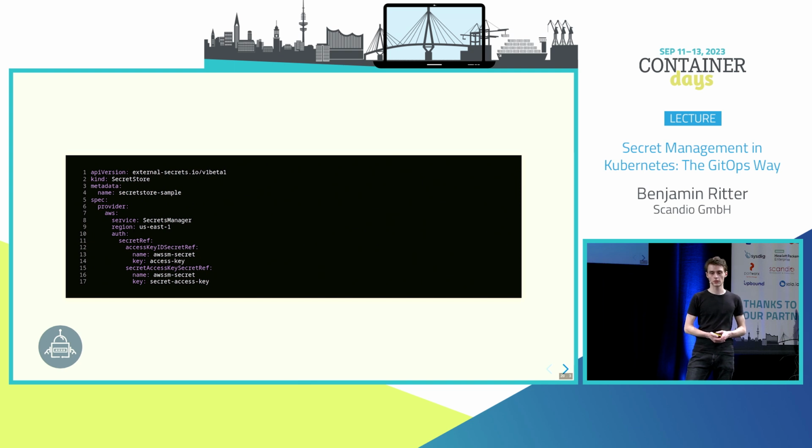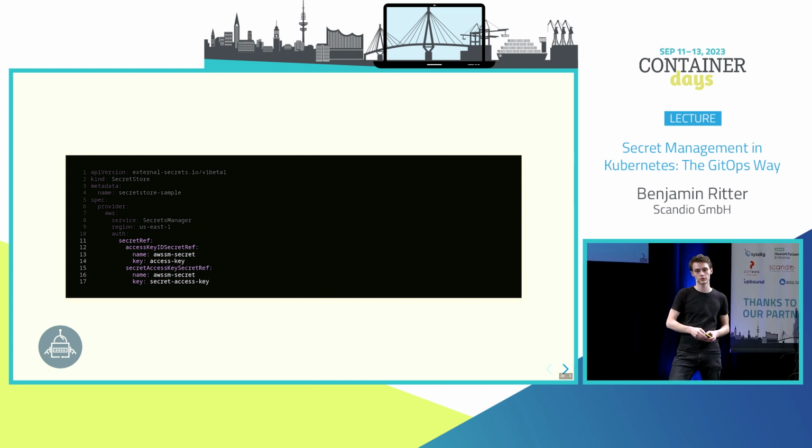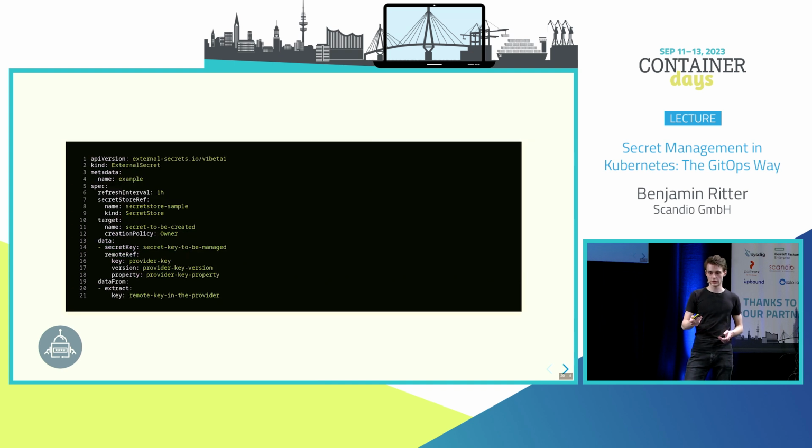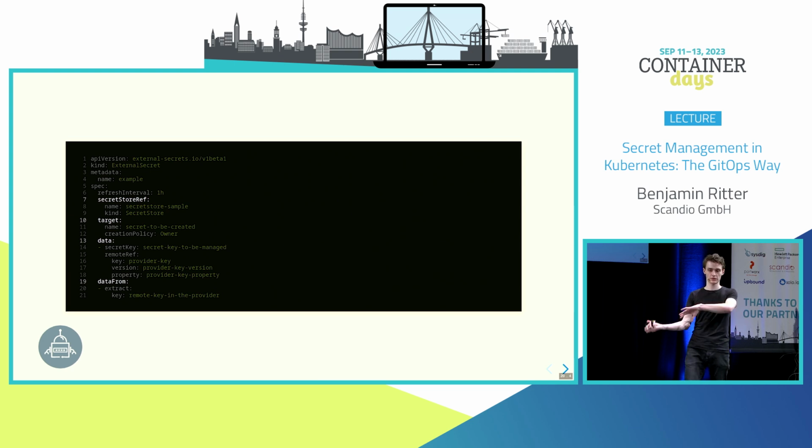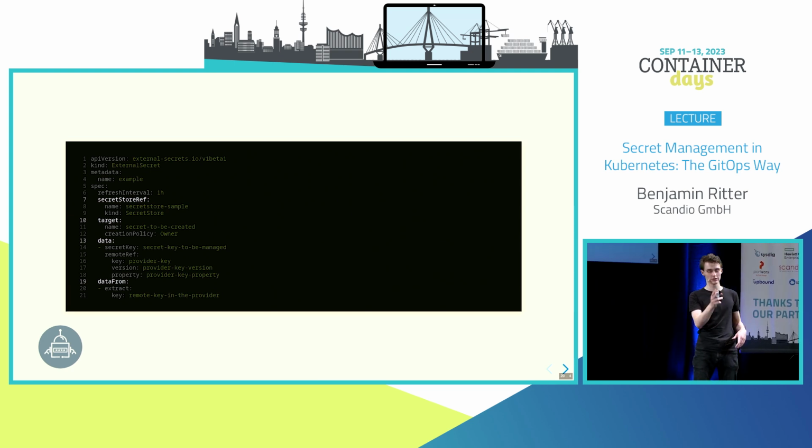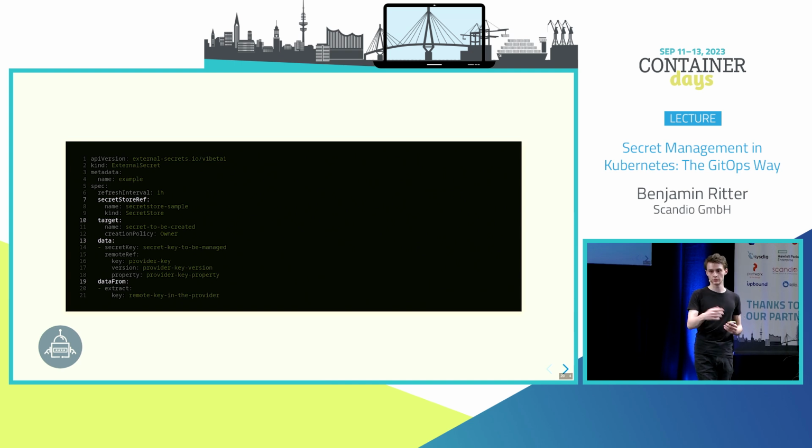This is what a secret store looks like. Again, reference to an existing secret, which is allowed to extract these secrets from a key store. This is what an external secret looks like. You reference a secret store. You want your stuff written to a target, and you could do some swizzling there between key value names, basically, and you extract the data from your key store, and you're good. And then it will provision your secret.